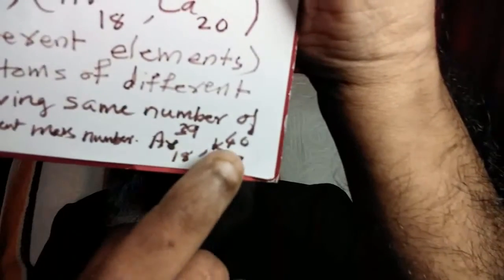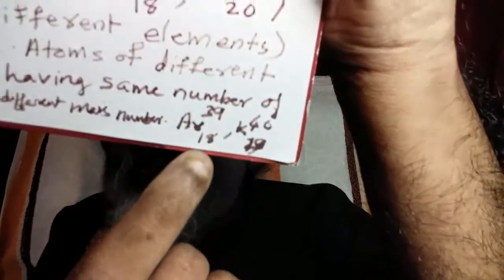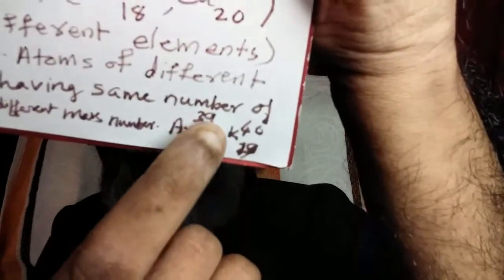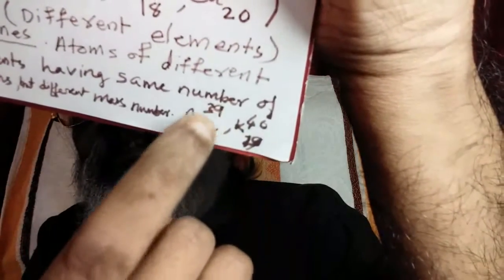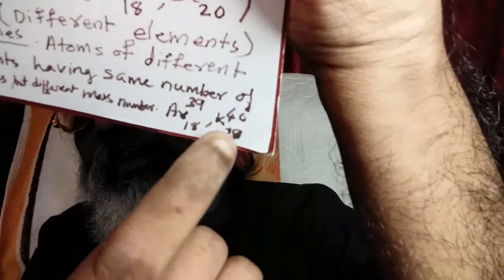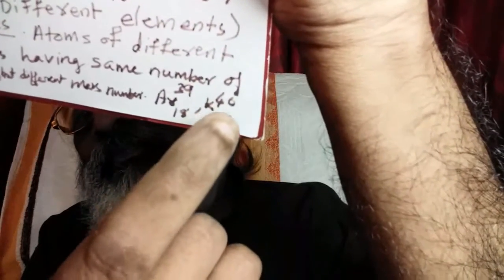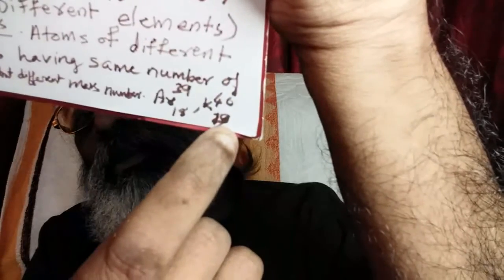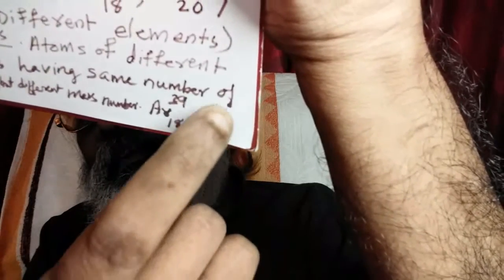So, these two elements, Ar and K: Ar has atomic number 18, mass number 39. So the number of neutrons is 39 minus 18. K has mass number 40, atomic number 19. The difference is the same number of neutrons, and so on.